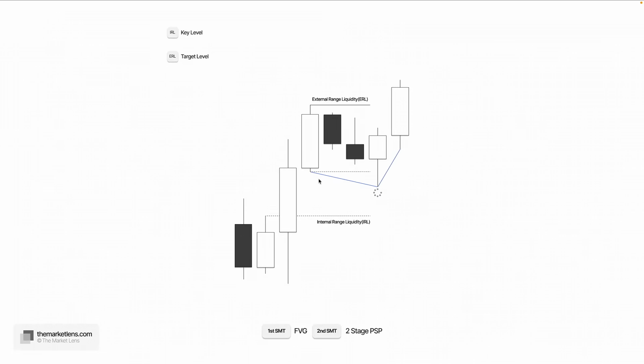So essentially, we have an SMT with a key level, and then a two-stage PSP following that first stage cracking correlation. Now let's get into some examples.